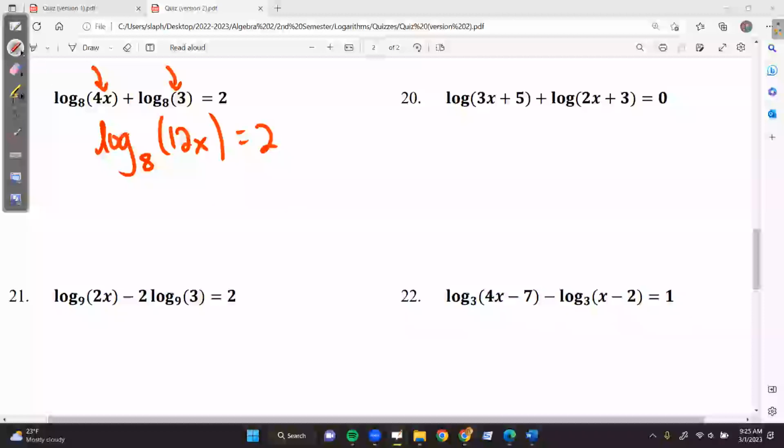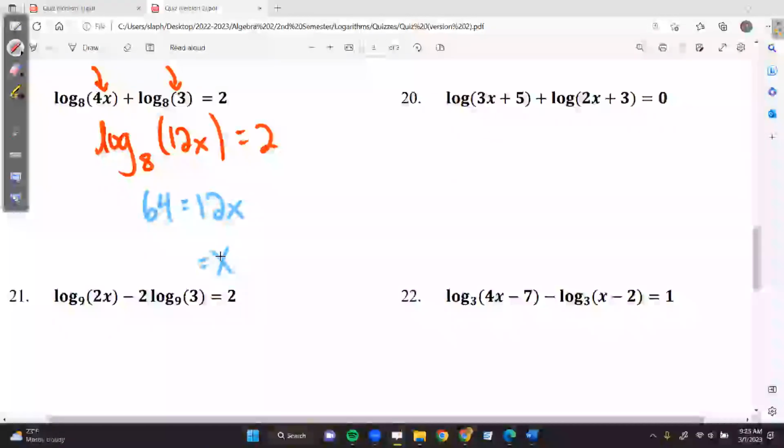And that means that I'm going to take 8, raise it up to the power of 2, and set that equal to the argument 12x. And then poof, divide both sides by 12. You get x equals 16 over 3. Just 64 twelfths, and then you just reduce it, divide them both by 4. 16 thirds.